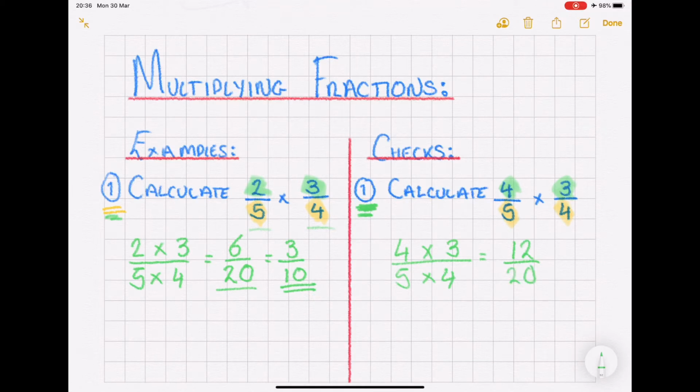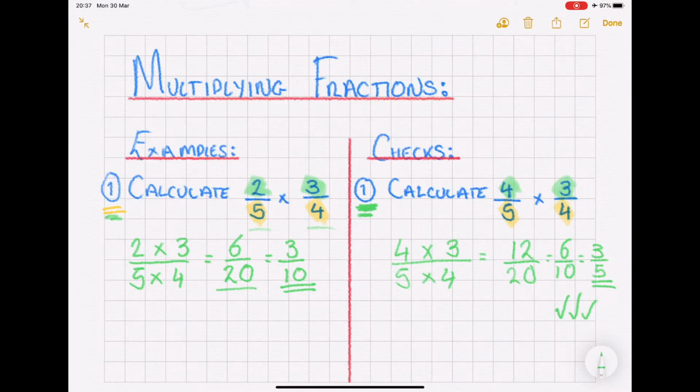Now, this is a really good answer, but we look at it again and go, oh, can we simplify that any further? Yes, we can. We can divide both of them by 2. So what happens if we divide both by 2? Well, we get 6 over 10. Can we go any further? Yes, we can. We can divide by 2 again, which gives us 3 over 5, 3/5. So our most simplified answer to the question 4/5 times by 3/4 is 3/5. Fantastic. If you got that, give yourself a couple of ticks for that.